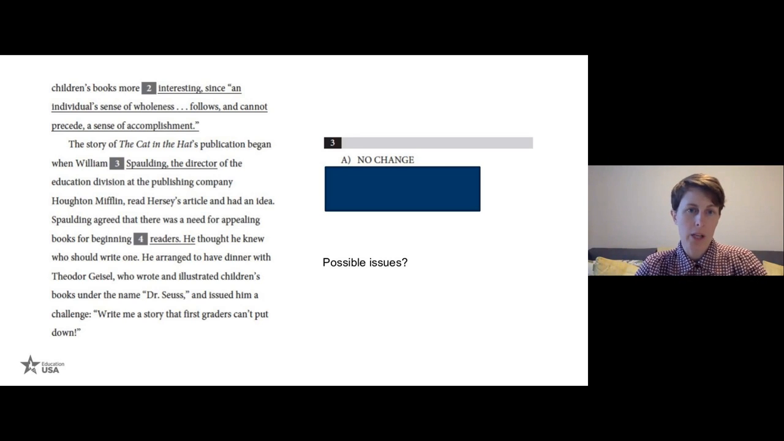Okay, so the story of the Cat in the Hat publication began when William Spalding, the director of the education division of the publishing company Houghton Mifflin, blah, blah, blah, blah. What are some possible issues? So again, what's underlined here? What could be a possible issue? Hopefully the first thing that jumps out to you is the punctuation, right? Just waiting to see in the chat for possible issues as you read and you're just identifying what's underlined there. What do you see that's underlined? What could be tested here possibly?